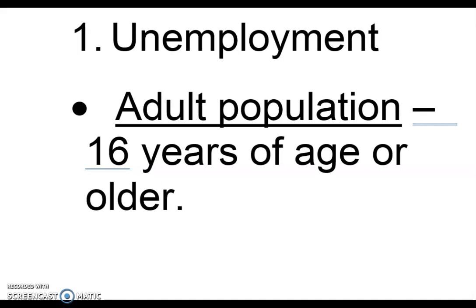Now, the first concept is called the adult population. People who are 16 years of age or older are counted in the adult population. Usually in our daily life, we say working age. So that is the age, 16 years of age or older.